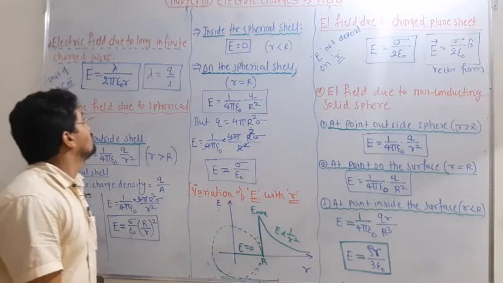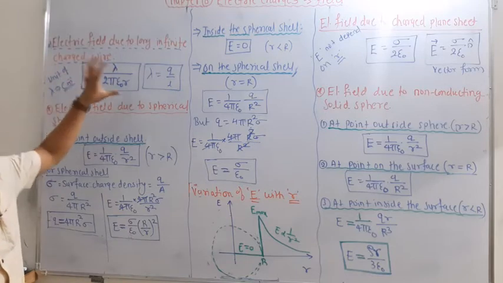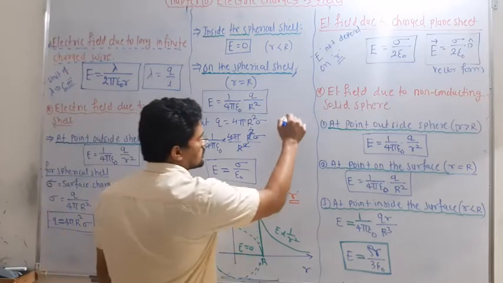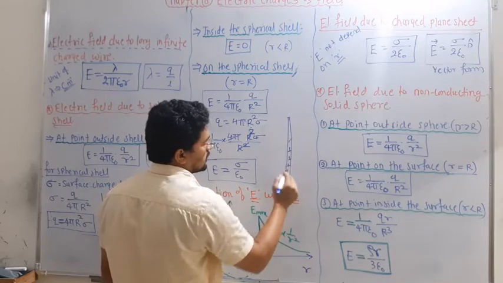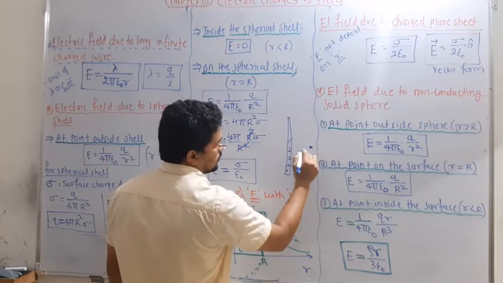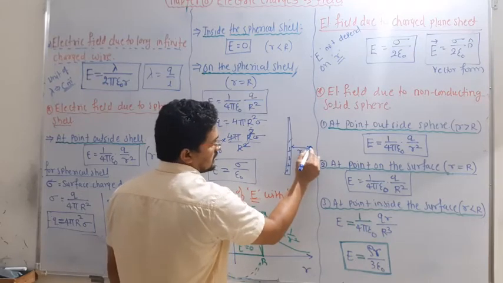Next we will see the electric field due to a long infinite charged wire. Suppose this is the infinitely long charged wire with positive charge. At any point at a distance r from the charged wire, what will be the electric field at this point?